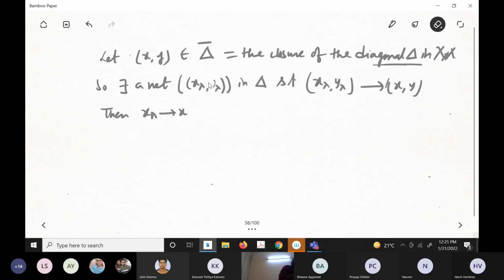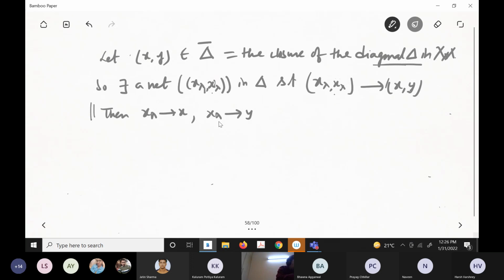So, because this is in the diagonal, the first entry and second entry will have to be the same. But this will imply, because x lambda goes to y. But this you can prove in the earlier result, that I'm going to tell you. You just need continuous functions in that.